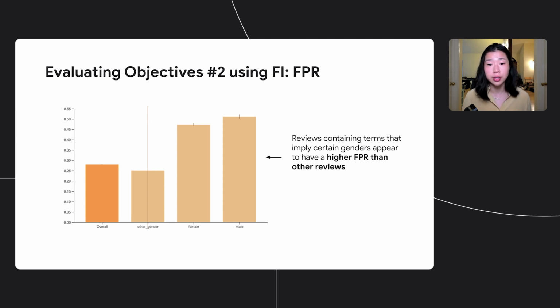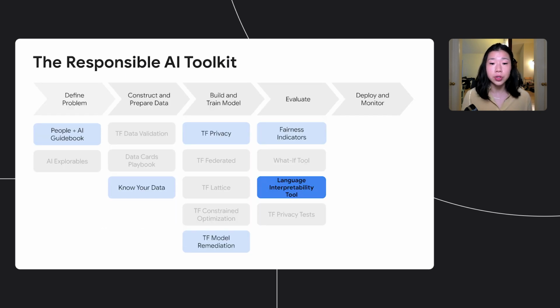This graph shows us that reviews containing terms that imply certain genders tend to have a higher FPR than other reviews, especially for the male gender. This means that they are far more likely to be wrongly classified as positive, which can lead to biased, misleading conclusions for your assessment efforts. We can use the Language Interpretability Tool, or LIT, to further investigate these findings.